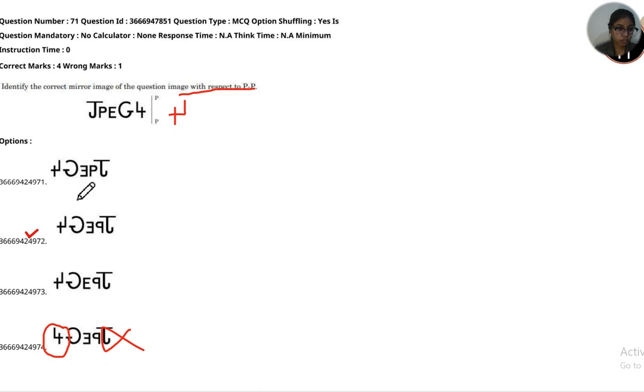Clear? Now look, we are left with 3 options. Now see, G is almost the same everywhere, so don't look at G. Look at E. E is not the same. So E is different over here. This is written in the correct way. This is not the mirror image. That's why this is wrong. Now look at the second option. Here E is similar and P is different. Here P is not a mirror image. Here P is your mirror image. That's why this is your correct answer.